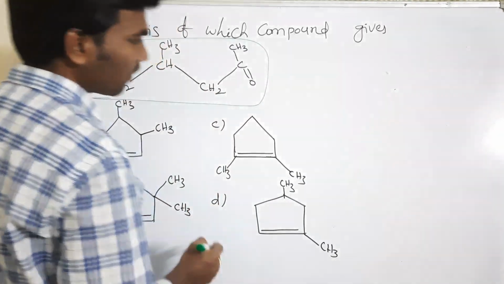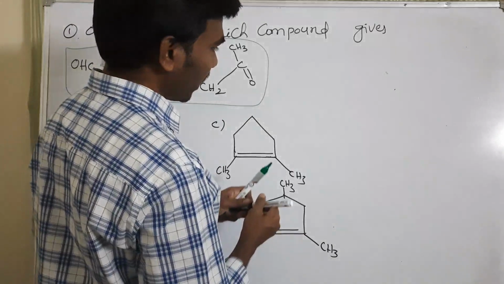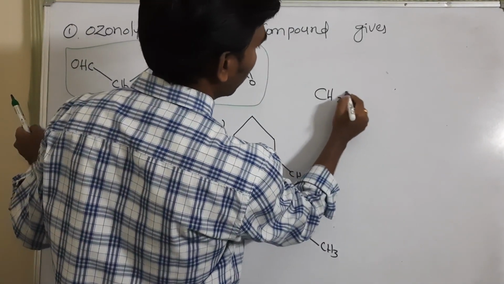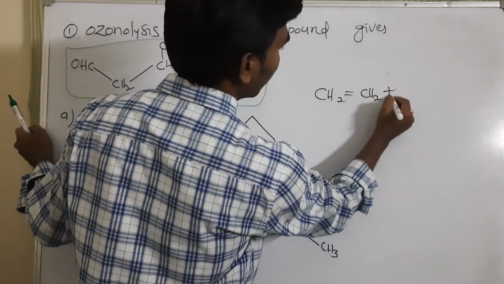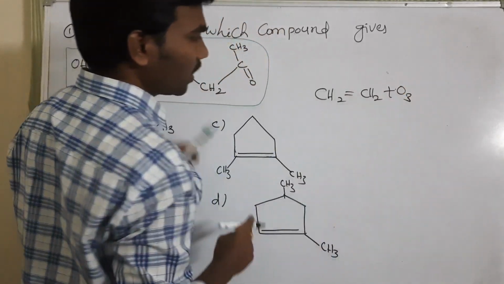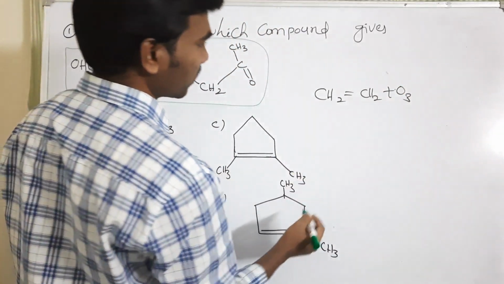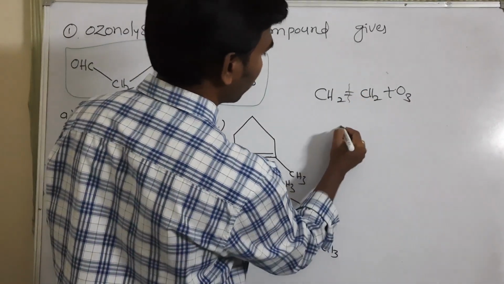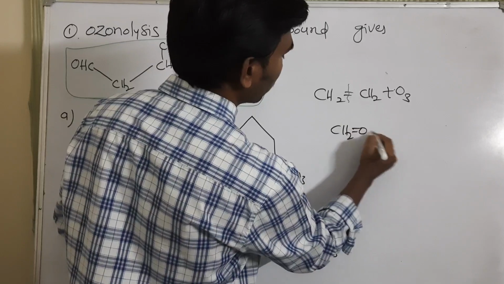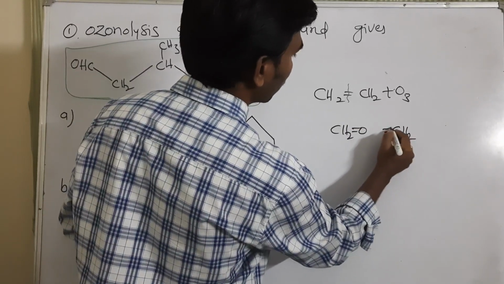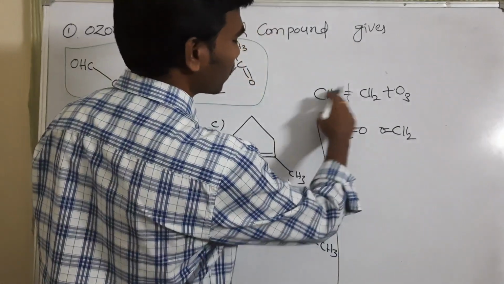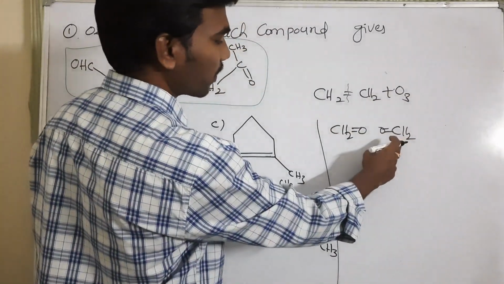For ozonolysis, I will give one small trick to you. If any alkene is there, for example, CH2 double bond CH2, and it is going to react with ozone, then how to write the product of ozonolysis? Just you break here, and you add oxygen like this, and CH2 double bond O like this. Ozonolysis of any alkene will give this type of products only.